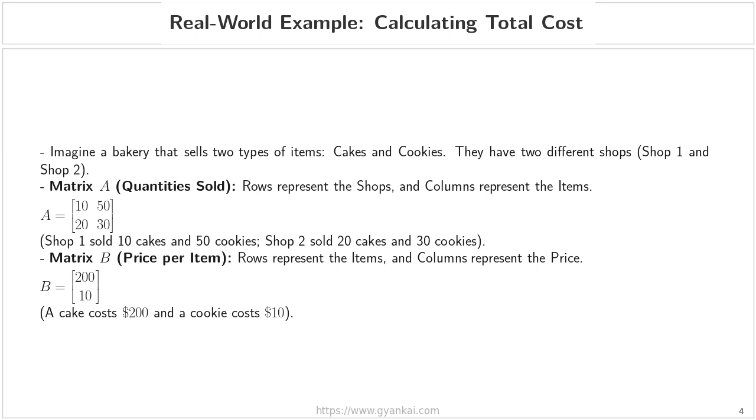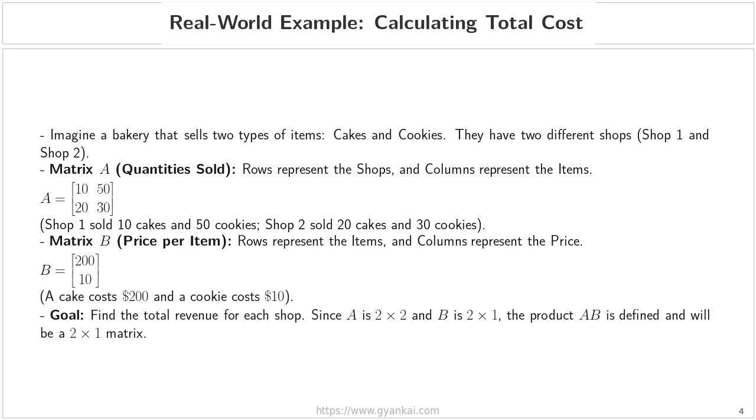Next, we have matrix B, which represents the price per item. This is a 2x1 matrix. The first element is the price of a cake, which is $200, and the second element is the price of a cookie, which is $10. Our goal is to calculate the total revenue for each shop.